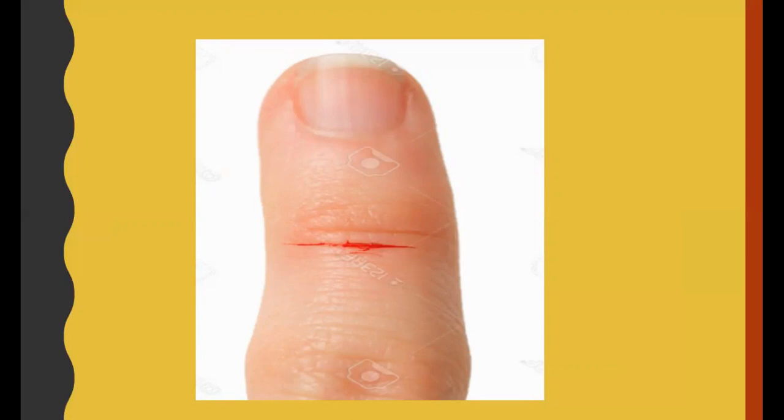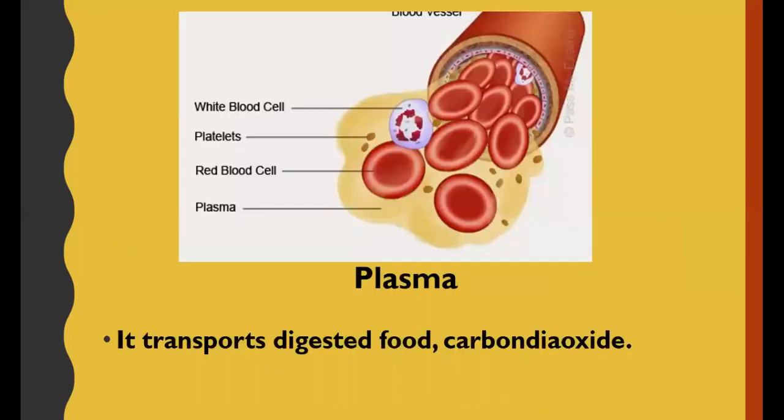Now plasma. In this image, can you see this yellow liquid flowing around? Yes, this is plasma. Plasma is the liquid substance of our blood. And what does it take with it? It takes digested food and carbon dioxide.